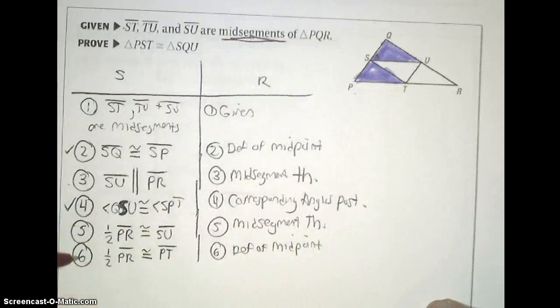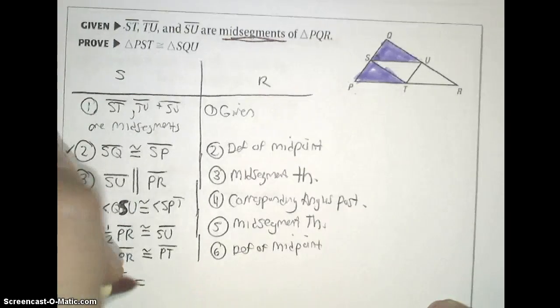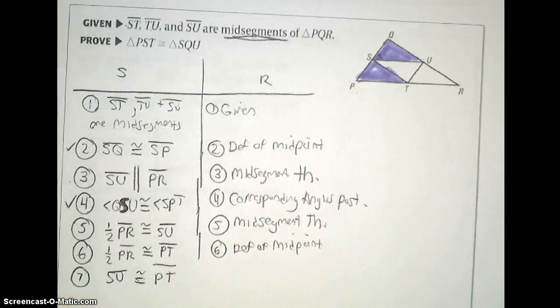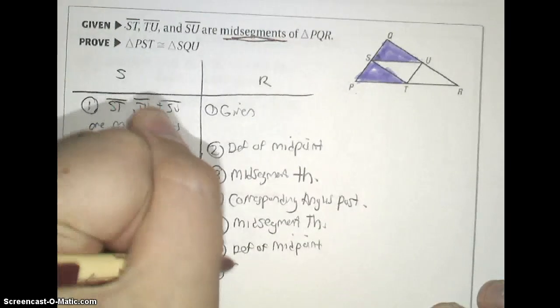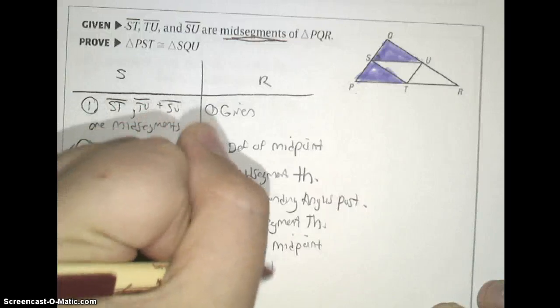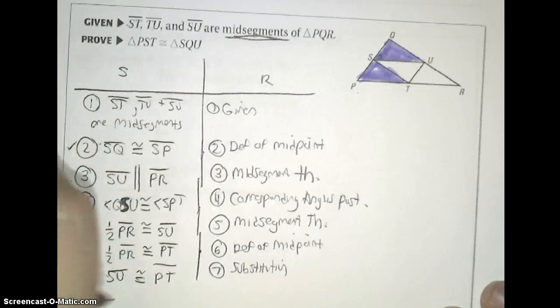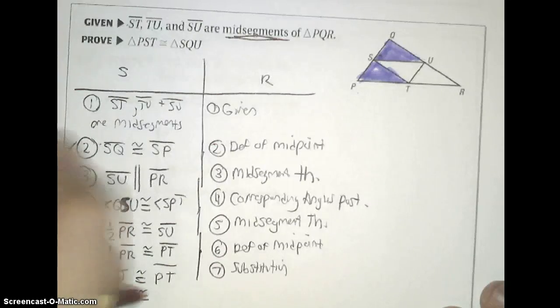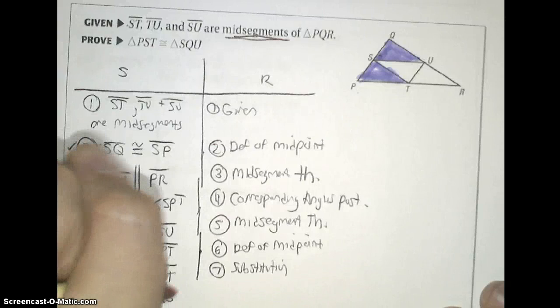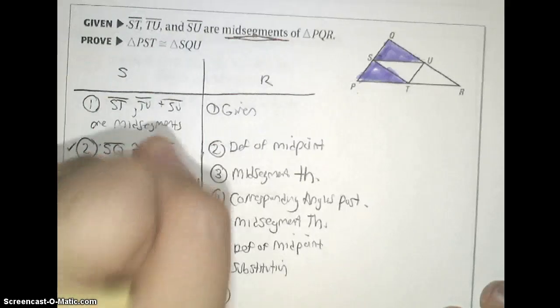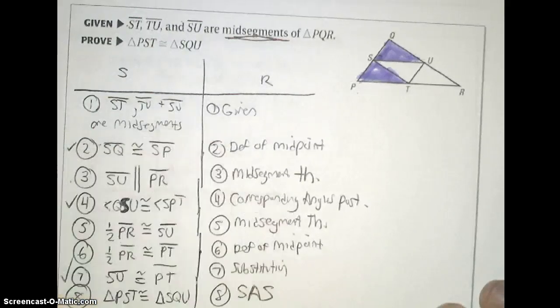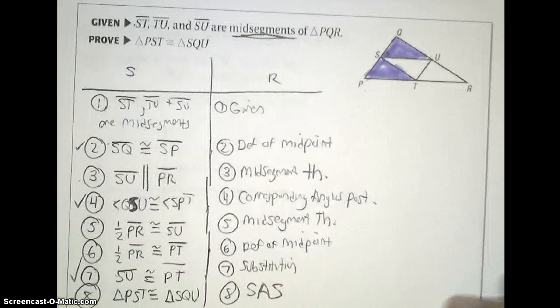What I see is equation 5 and equation 6 both say 1/2 PR. Therefore, I can make another statement saying SU is congruent to PT, and that is by substitution. And that's my third check mark. Side, angle, side. Bada bing, I have the proof. PST, the triangle, is congruent to the triangle SQU, and that is through our side, angle, side, and that completes this proof.